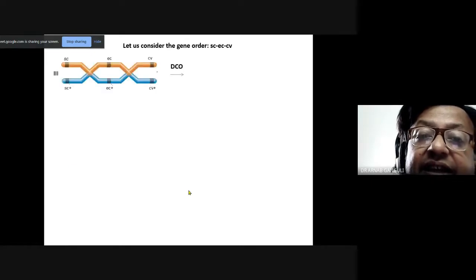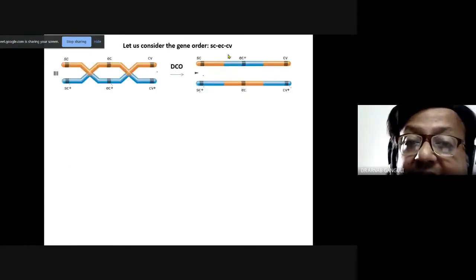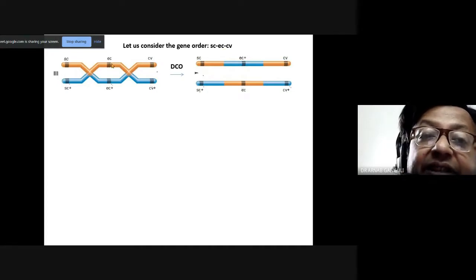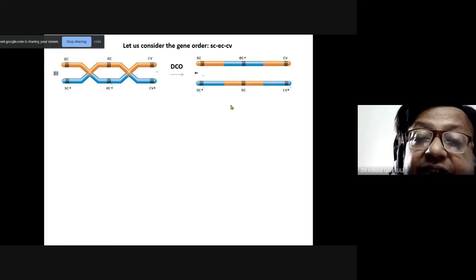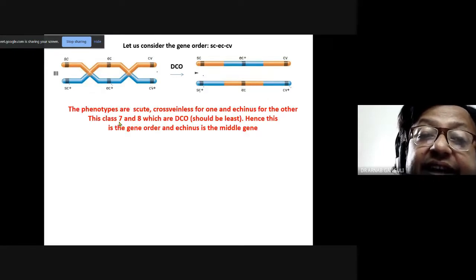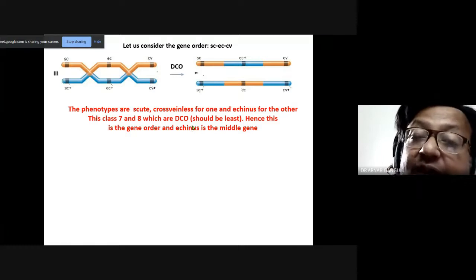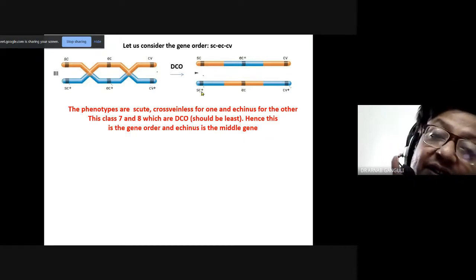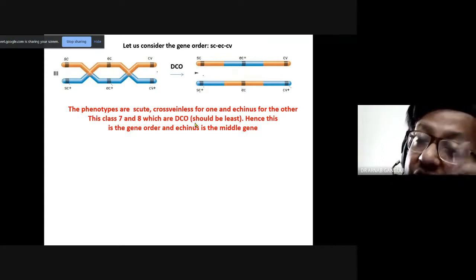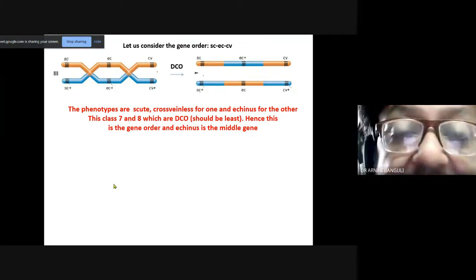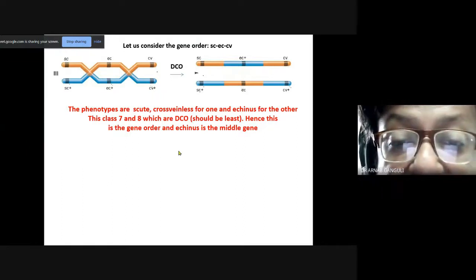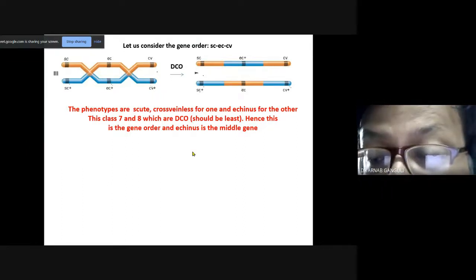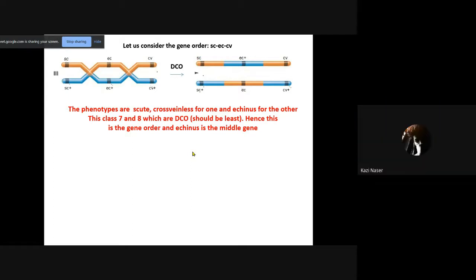সিমিলারলি এবারে তুমি ইসি-কে মাঝখানে রাখলে, এবারে এটা ফ্লিপ করে এই ফেনোটাইপটা দেখলে, এটা কিন্তু 7 আর 8, এটা কিন্তু ডাবল ক্রস ওভার, এক এক পাওয়া গেছে দুটোরই। তার মানে এটাই জিন অর্ডার, মাঝখানের জিনটা ফ্লিপ করেছে আর সব থেকে কম পাওয়া গেছে, তার মানে ইকাইনাসটাই সব থেকে মাঝখানে ছিল। এবারে ক্লিয়ার হয়েছে? হ্যাঁ। Yes, sir. ওকে, Yes, sir.